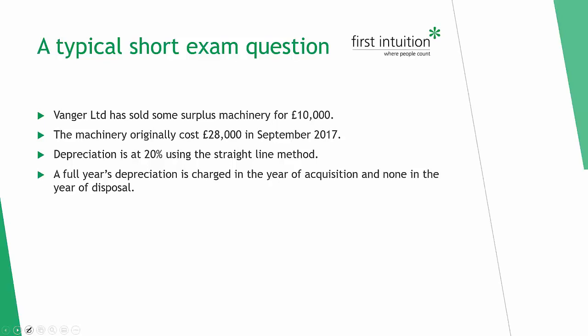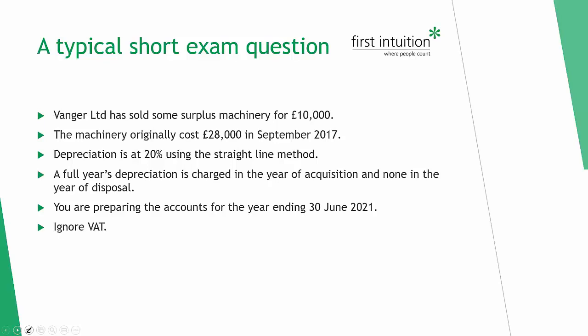Once in a while, you might get given a question that says depreciation is calculated on a monthly basis. If it is, well, that's a shame. Thankfully, not very often. A needless complication. You are preparing the accounts for year ending 30th of June 2021. Now, you can ignore VAT. We'll look at VAT later. And in a simple question, we're mostly told not to worry about that.